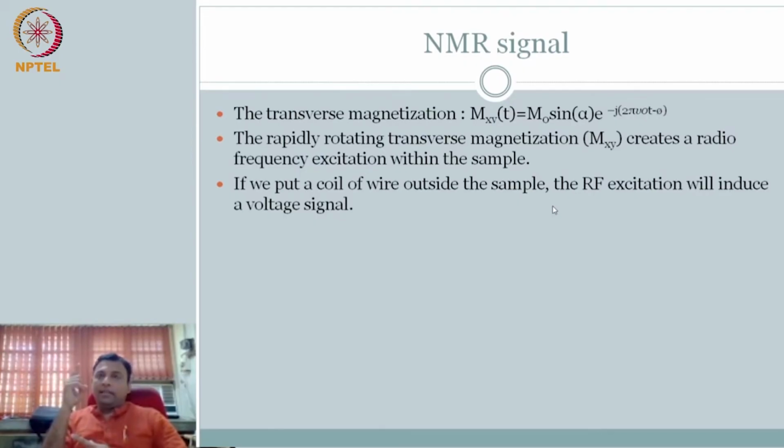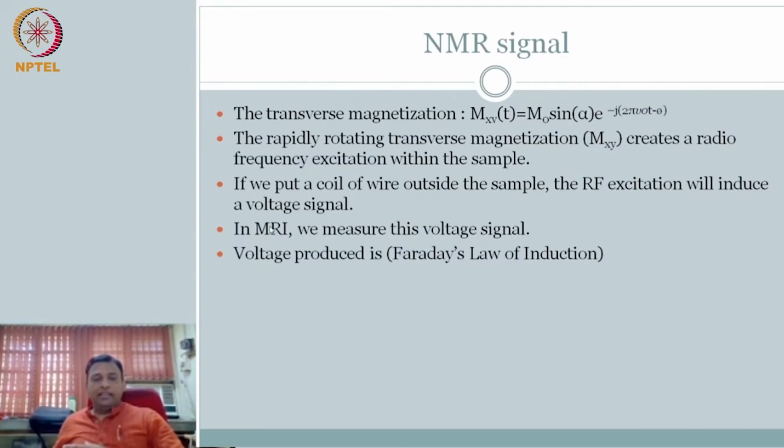Initially, we were talking about the charged particles, right? Charge spinning, which is current across a loop, giving rise to a magnetic field, the M vector. Now we are saying, if you have an M vector that is rotating fast and you put a coil, that will induce a voltage, right? This is essentially the signal we measure. So we measure the voltage in the MRI, or in the NMR signal is essentially measured as a voltage, using Faraday's law of induction.